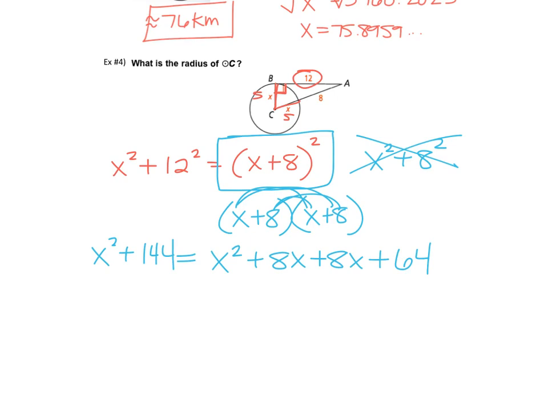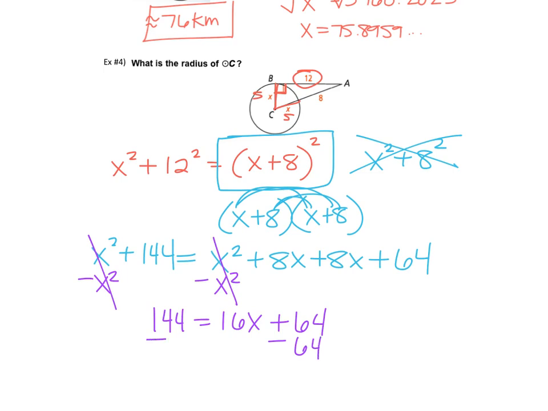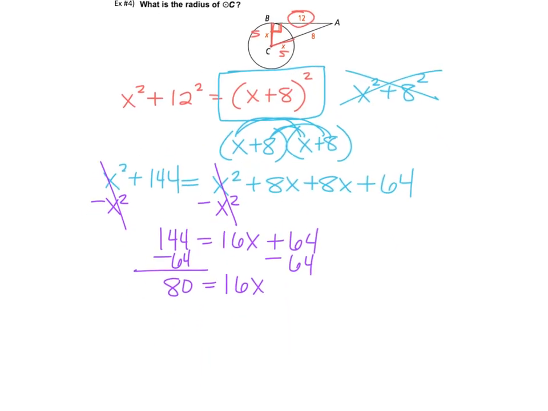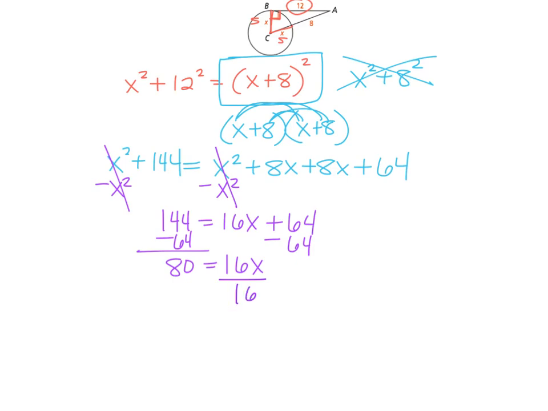Okay, so now when we solve it, look how nicely this works. Take away an x squared here, take away an x squared here, those are gone, and we have 144 equals 16x plus 64. Now we can take away the 64. So you get 144 minus 64 is 80. So we have 80 equals 16x. And then if we divide by 16, 80 divided by 16 is 5.